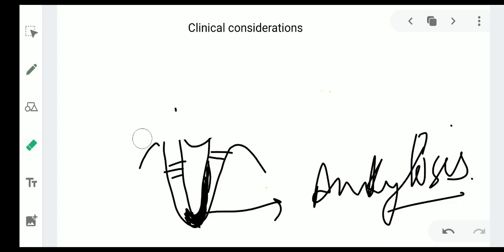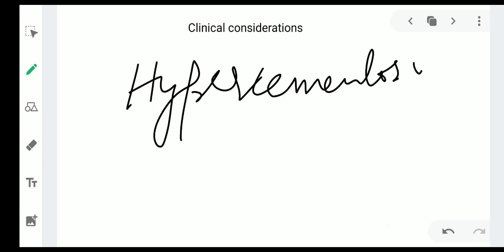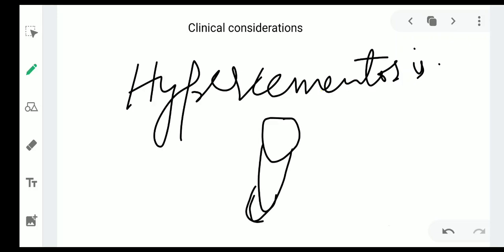Now coming to the last anomaly, it is hypercementosis. Hypercementosis is basically the excessive deposition of cementum. It usually is seen in the apical regions. So this is the hypercementosis.